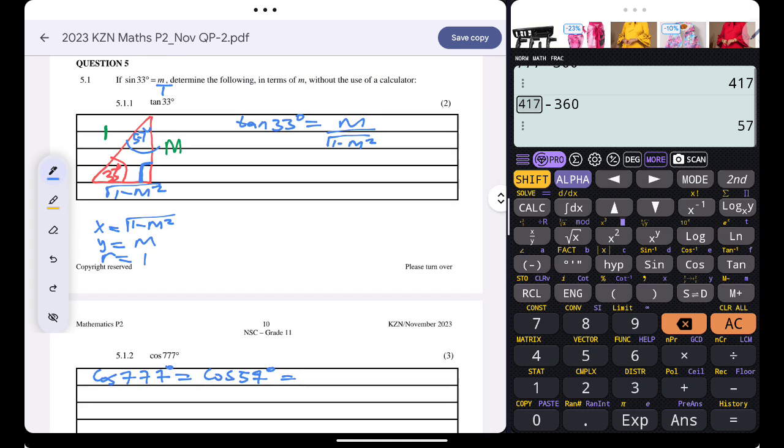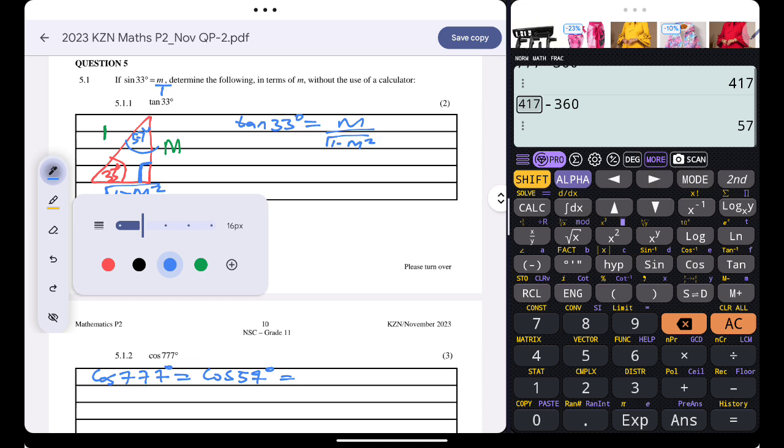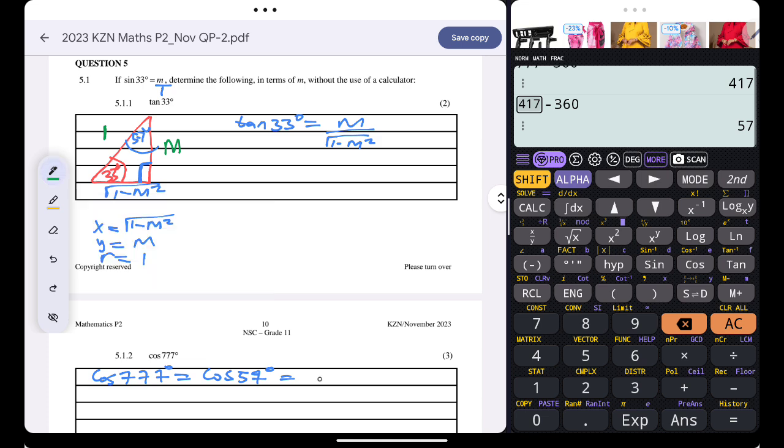I go to my right angle triangle. By definition, cos is adjacent over hypotenuse. The side which is adjacent to 57 degrees is m, and my hypotenuse stays the same, so it is m all over 1, which will just give me m.